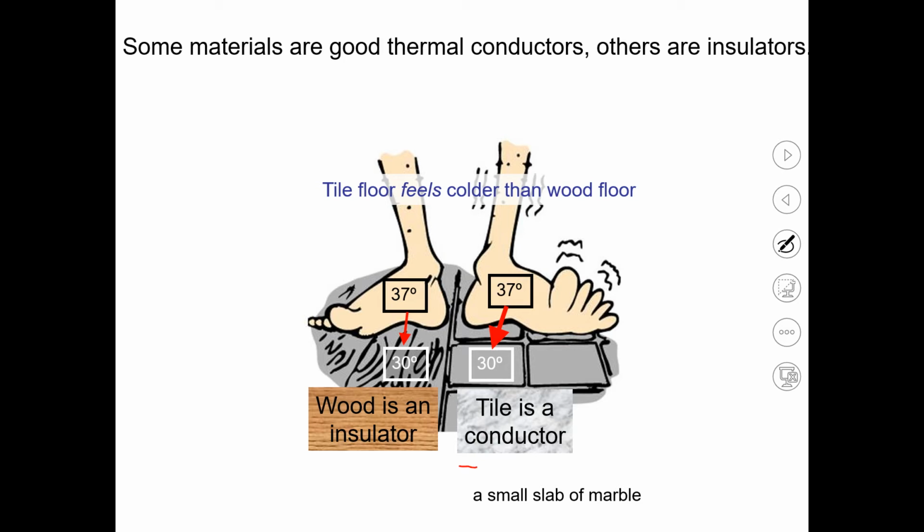For example, when you are touching the same temperature but different materials, what will happen? Both of them will be transferring, but one of them is faster, one of them is slower.